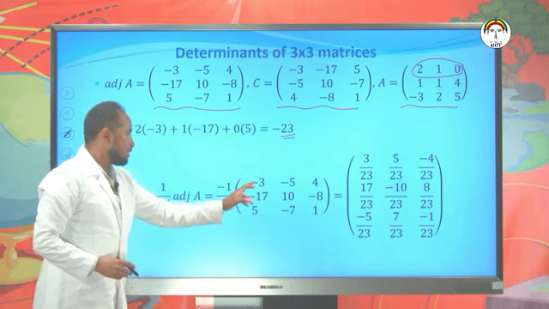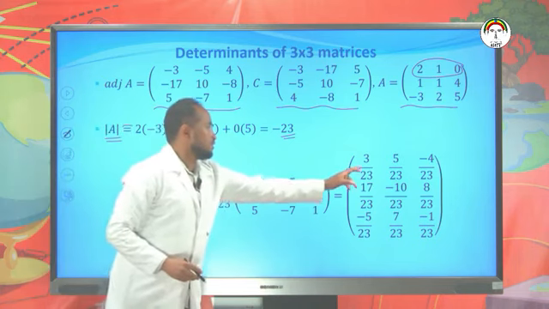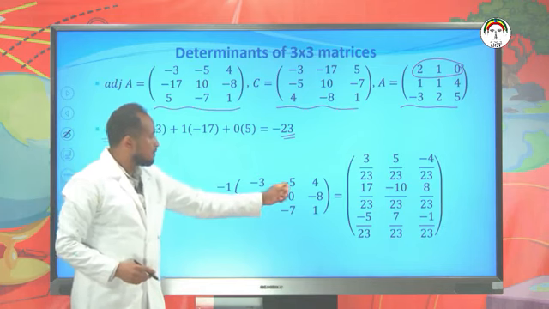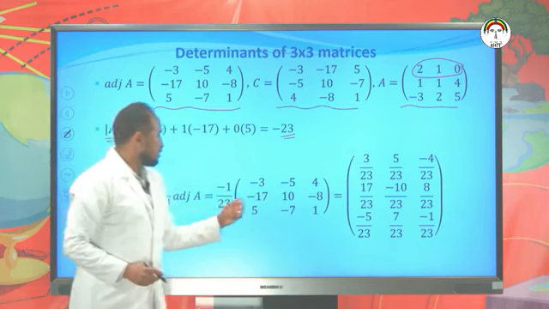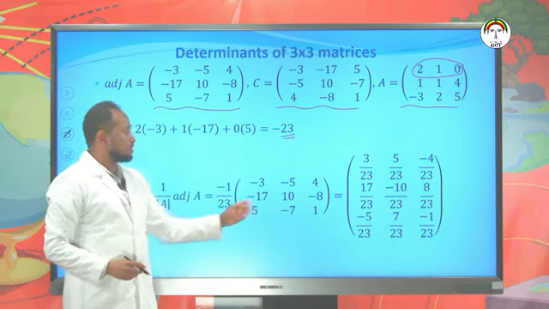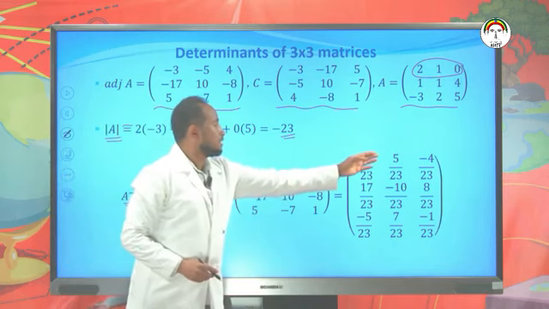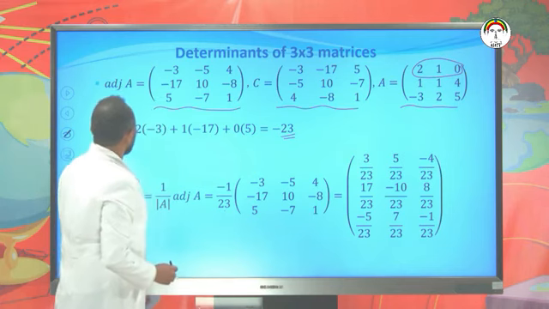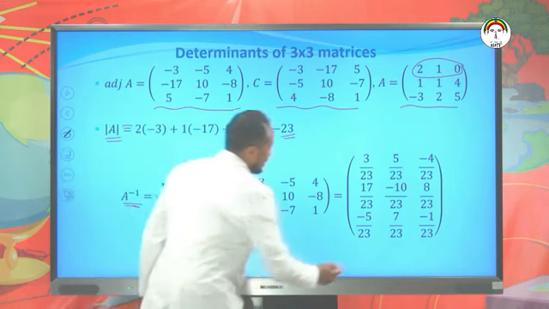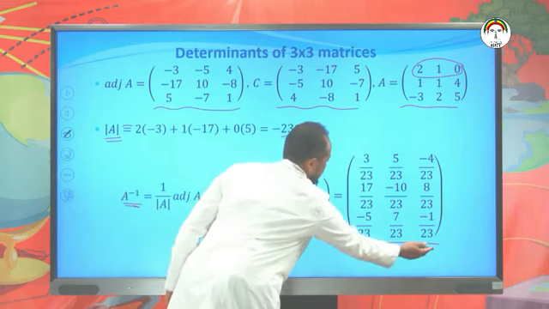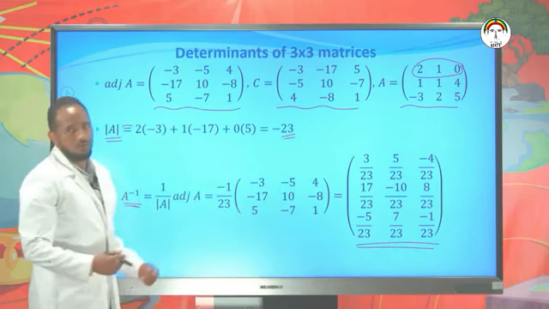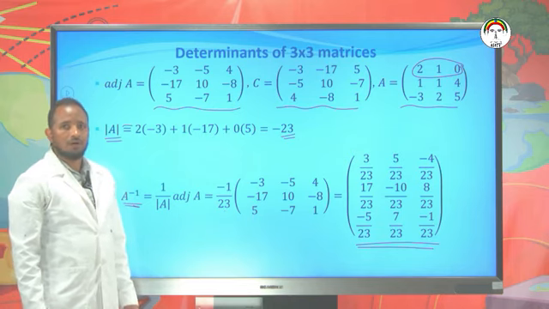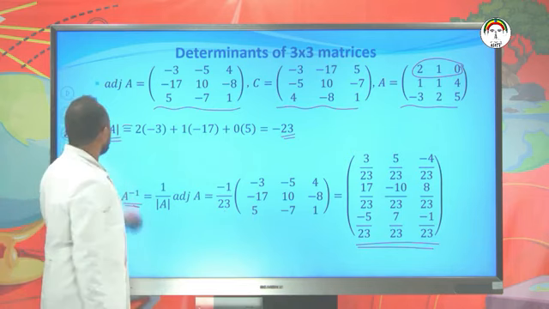Negative 1 over 23 times negative 3 is 3 over 23. The product of negative 1 over 23 and negative 5 is 5 over 23. The product of negative 1 over 23 times 4 is negative 4 over 23, and so on. Therefore, the inverse of matrix A is equal to this result. This is how we evaluate the inverse of a matrix. Now, let's continue to the other part.